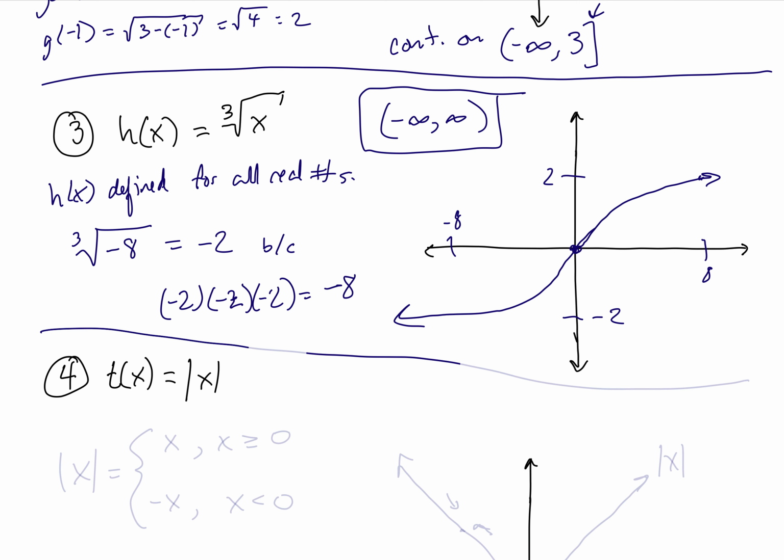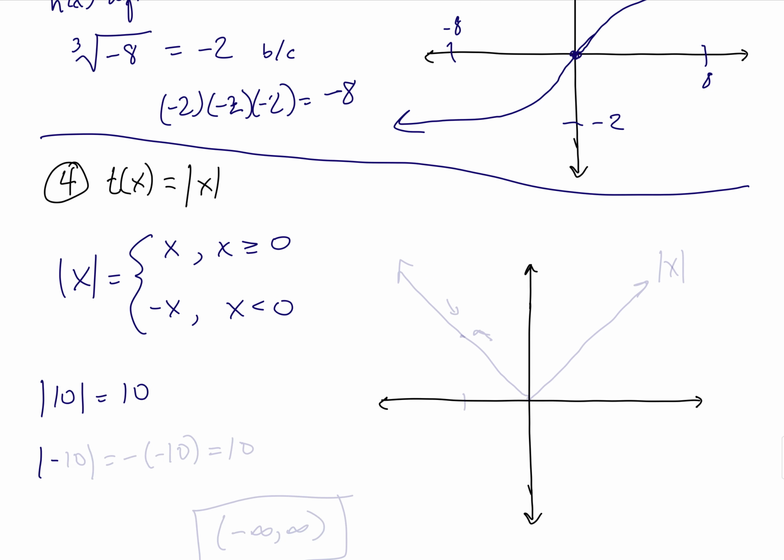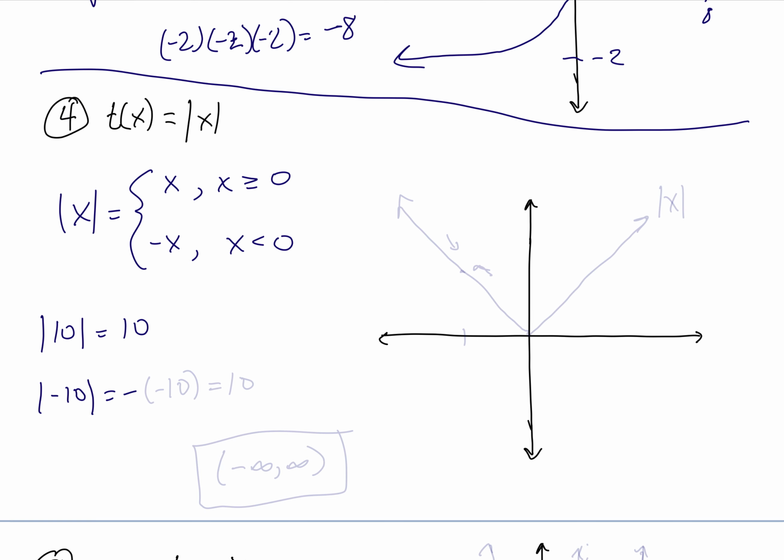Now, t of x equals absolute value of x. So we talked about the absolute value function a little bit before. The absolute value of a function can be thought of as positive x for x greater than or equal to 0, and the opposite of x for x less than 0. Again, because if we put in a value like absolute value of 10, that's just 10, whereas if we put in a value like absolute value of negative 10, that's the opposite of negative 10, which is also positive 10.